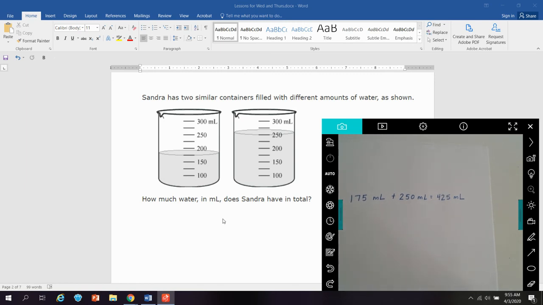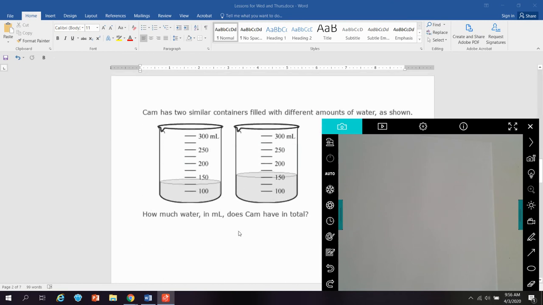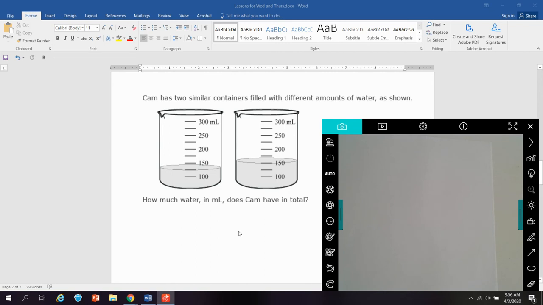All right, for this next one, you're going to do it all on your own. Let's look at the last one. All right, read it with me. Cam has 2 similar containers filled with different amounts of water as shown. How much water in milliliters does Cam have in total? So again, you notice that in total tells you what operation you're going to do to figure out how much Cam has in both containers. Pause the video. I want to see an equation and an answer to our question.